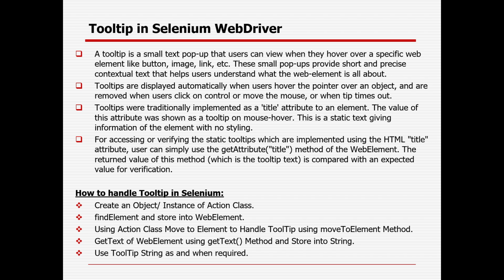A tooltip is a small text pop-up that users can view when they hover over a specific web element like button, image, link, etc. These small pop-ups provide short and precise contextual text that helps user to understand what the web element is all about. Tooltips are displayed automatically when user hovers the pointer over an object and are removed when user clicks on control or moves the mouse or when tip times out.